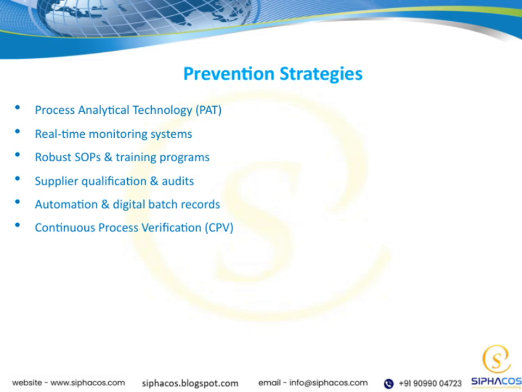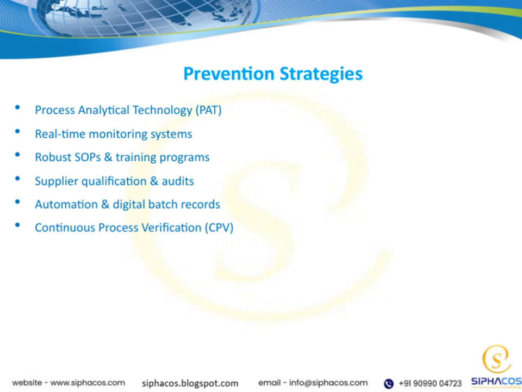Robust Standard Operating Procedures, or SOPs, combined with comprehensive training programs, are essential for maintaining consistency. Well-trained staff following clear procedures are our first line of defense against variability. Supplier qualification and audits are equally important. By thoroughly vetting our suppliers and regularly auditing their processes, we can ensure the raw materials meet our quality standards, which directly impacts the final product.